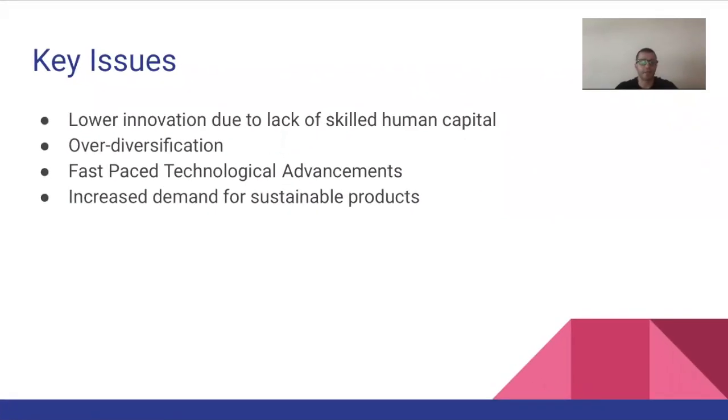Upon analyzing 3M's strategies and weaknesses, there are four main key issues facing the company. Right now, they face lower innovation due to the lack of skilled human capital, over diversification, fast-paced technological advancements, and increased demand for sustainable products. 3M's success has been declining in recent years, and one reason for this is because they are losing their competitive advantage in innovation to companies like General Electric.